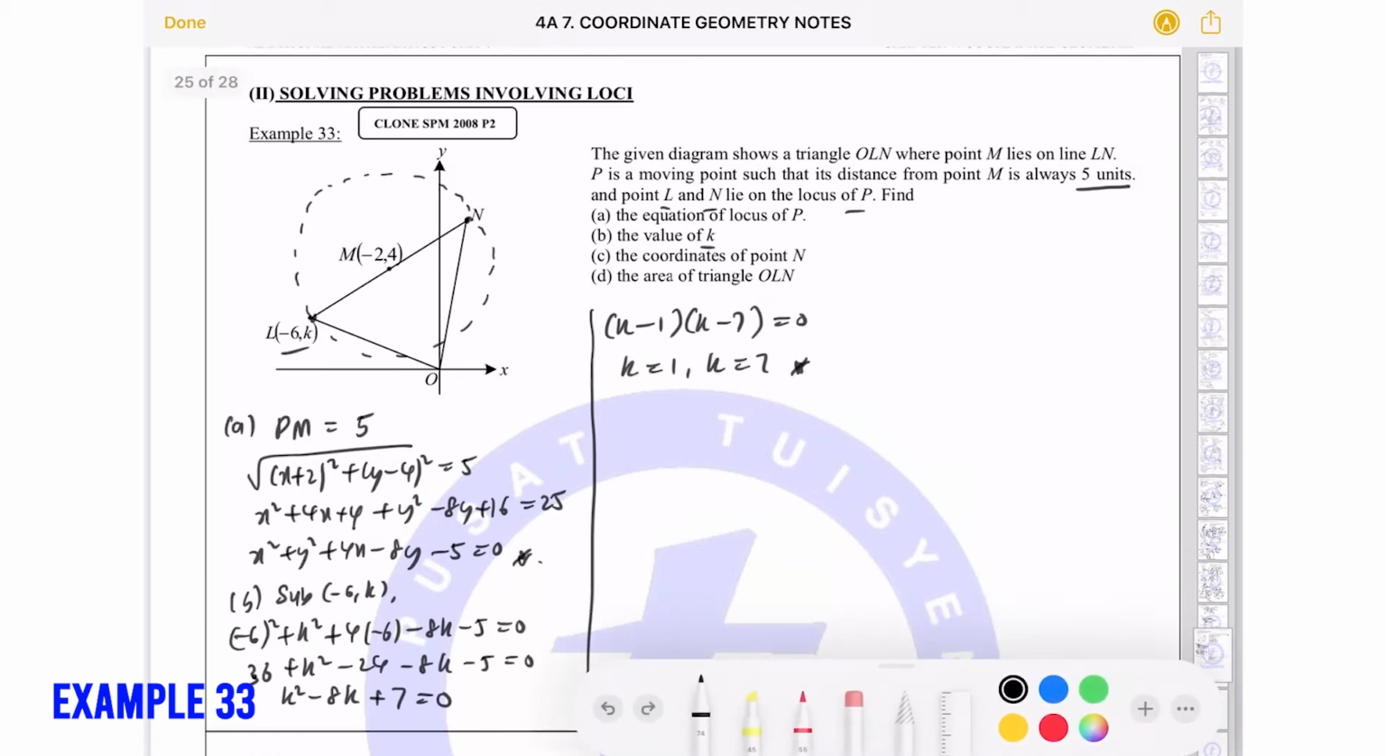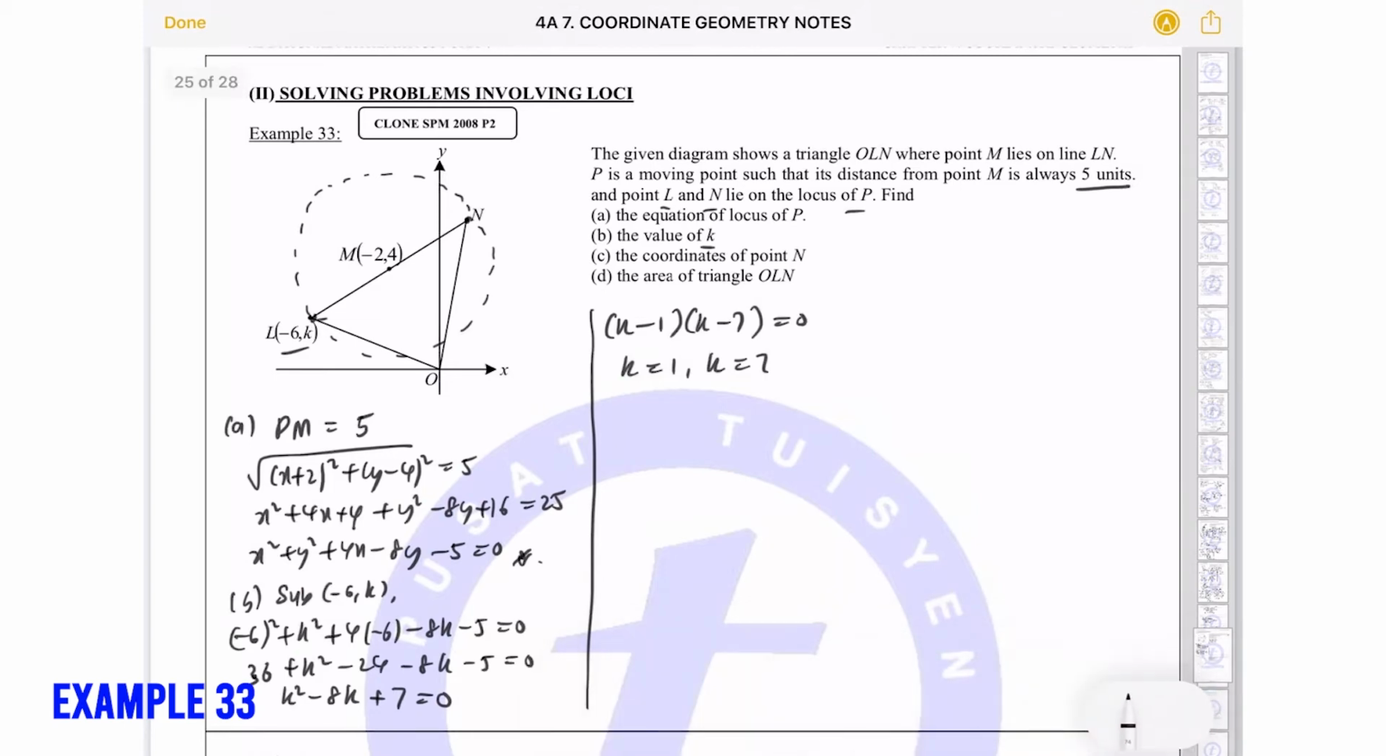Why? If you look at the diagram here, where do you think k should be? K is a number, it's a y coordinate between 0 and 4. You can see your y value, k is over here between 0 and 4. So since k is between 0 and 4, therefore k has to be 1. You cannot accept both.